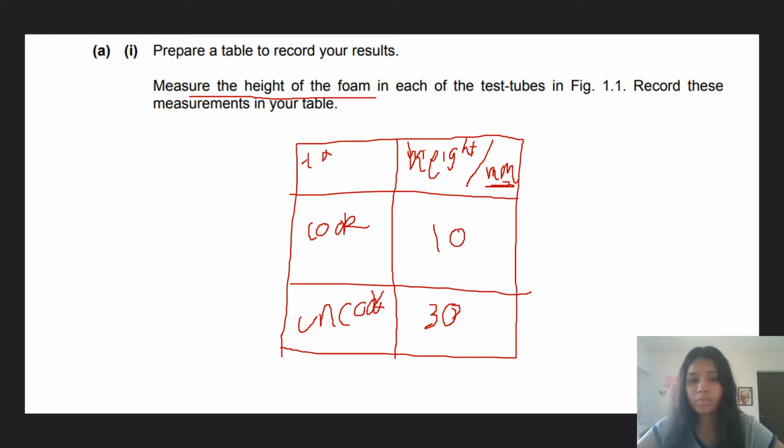And remember, they need to be recorded to the same number of significant figures. So if you're doing one significant figure here, you will do one significant figure here as well. Okay, same if you're going to do decimals. If this was 1.3 centimeters, and if this was 2 centimeters, then you would have to do 2.0 centimeters to 1 decimal place. Okay, that's basically what you do for the table.